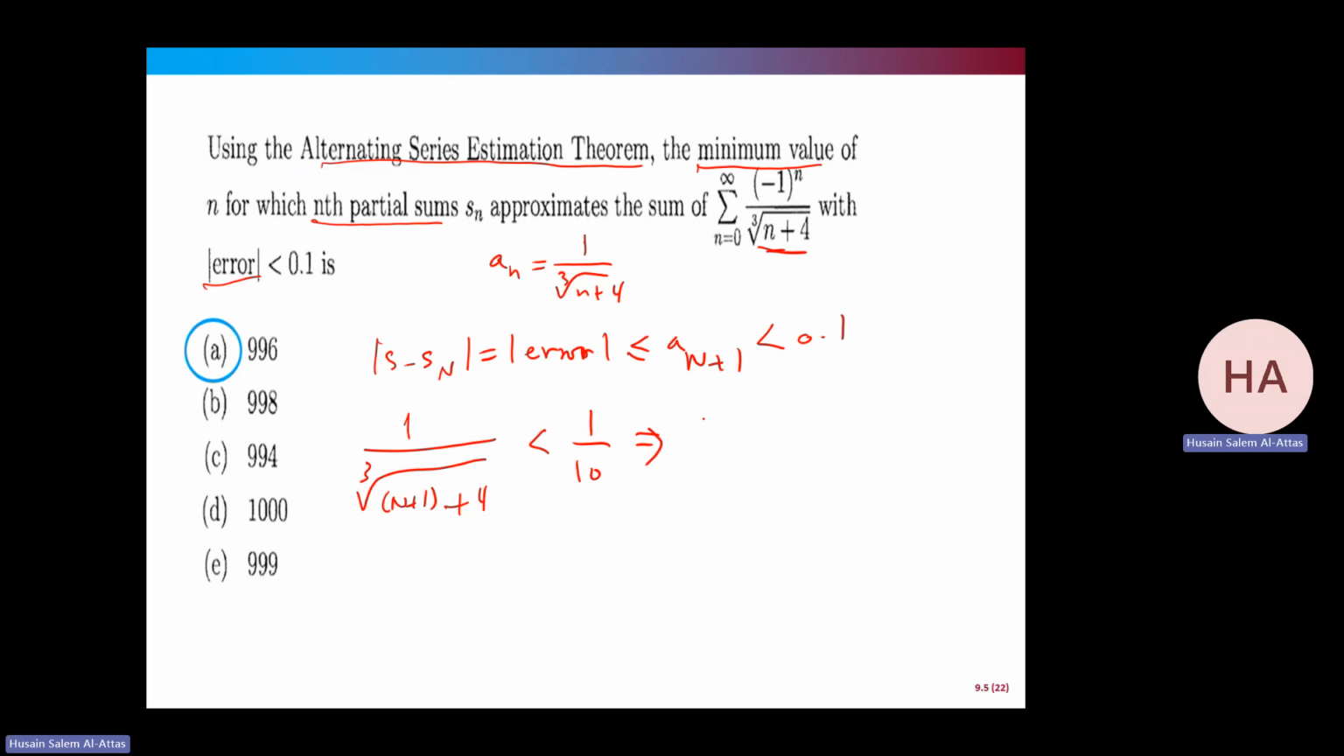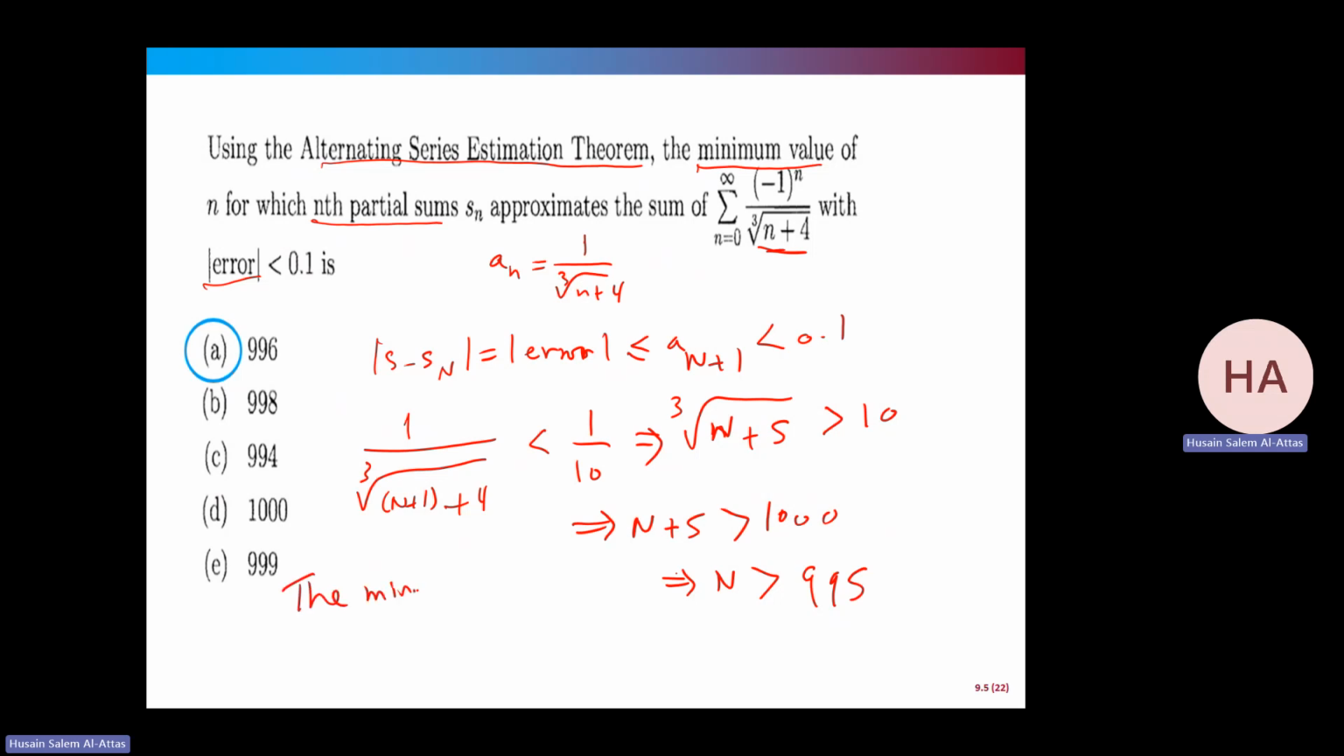So that means I want the cube root of N plus 5 greater than 10. That means I need N plus 5 greater than 1000, since 10 cubed is 1000. That means I need N to be greater than 995. So the minimum value of N will be an integer value more than 995, which is 996. That will be my answer.